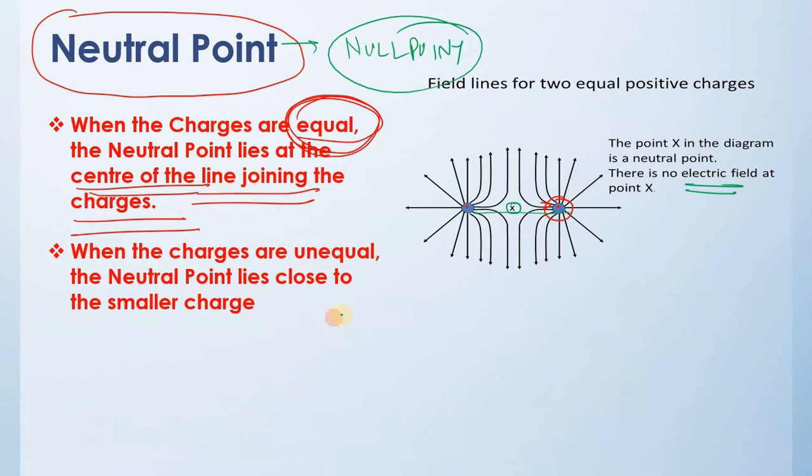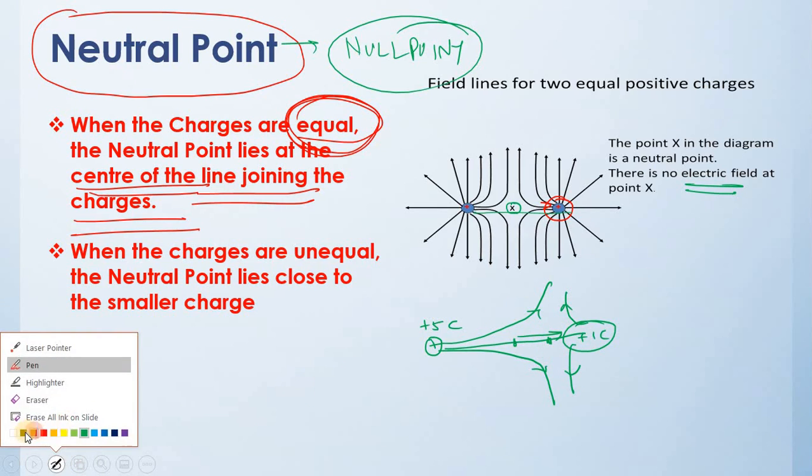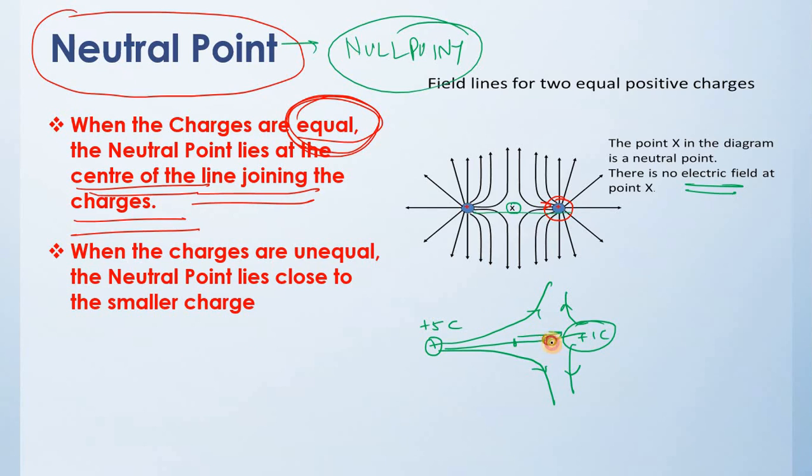However, if there are two charges which are unequal, for example, there is a positive charge plus 5 coulomb and there is another positive charge, let's say plus 1 coulomb. We pretty much know that the fields are not going to converge. They will actually diverge. But in this case, what's going to happen? The effect of the field of the plus 5 charge is going to be higher because it has a higher magnitude. That means the null point, rather than being at the midpoint, will be shifted more towards that charge which is smaller in magnitude. So in this case, the null point will be somewhere here where the net field will be 0, rather than being at the midpoint.